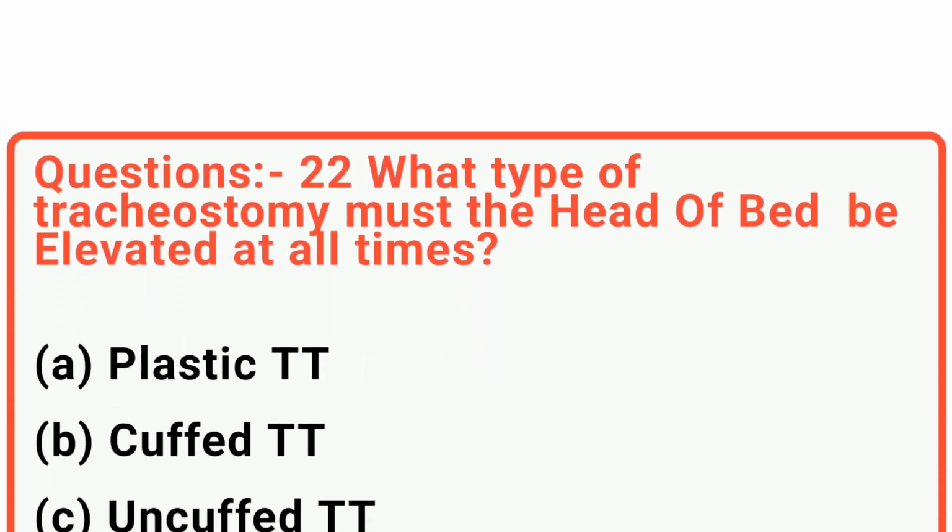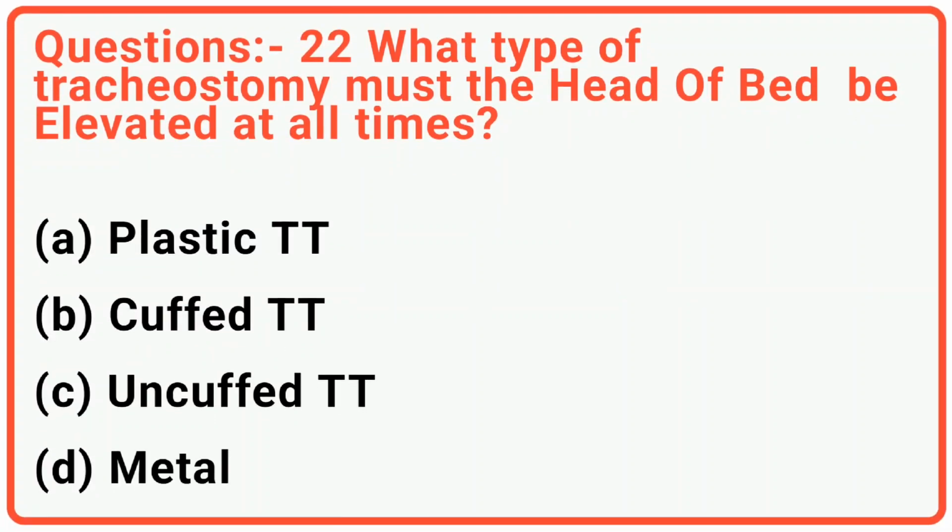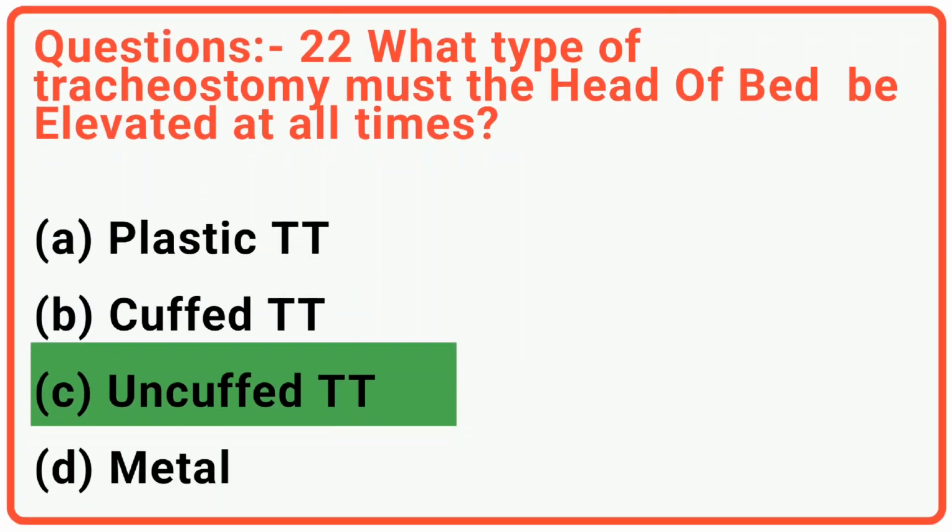Question 22. What type of tracheostomy tube requires the head of bed to be elevated at all times? A. Plastic TT. B. Cuffed TT. C. Uncuffed TT. D. Metal. Right answer is C. Uncuffed TT.